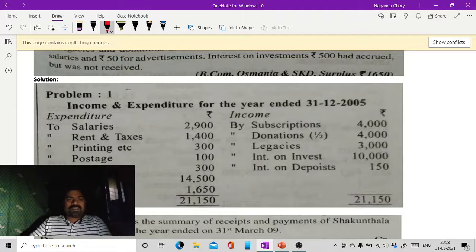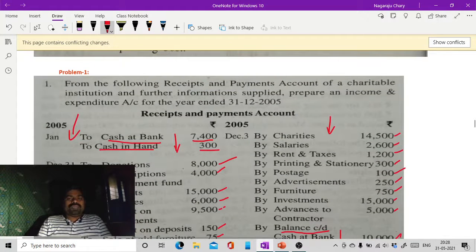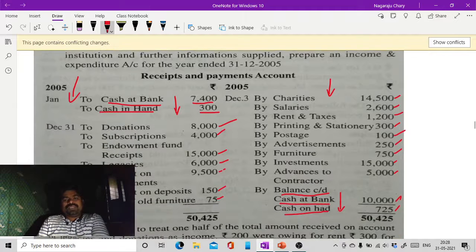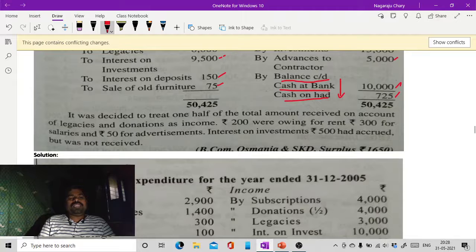The solution. Income and expenditure for the year ended 31st December 2005. This is the title. It is a charitable institution, so we don't have any name, and that's why we need not write a name. If a name is there, then you write the name. Income and expenditure account of a charitable institution for the year ended 31st December 2005. That is the title of the income and expenditure account.